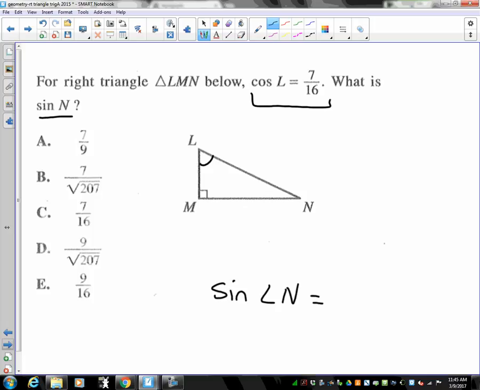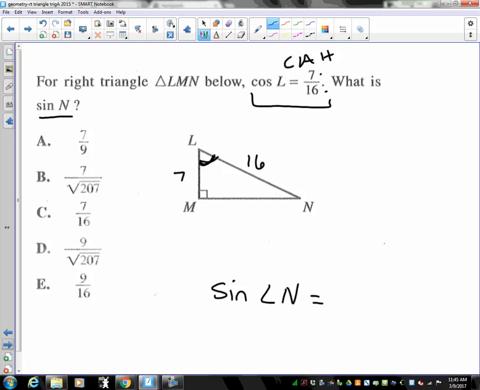So if the cosine is 7 over 16, recall cosine is adjacent over hypotenuse. Now, we're from angle L, not angle N, okay? So from angle L, the cosine is adjacent over hypotenuse. Therefore, that leg would be 7, and then the hypotenuse would be 16.